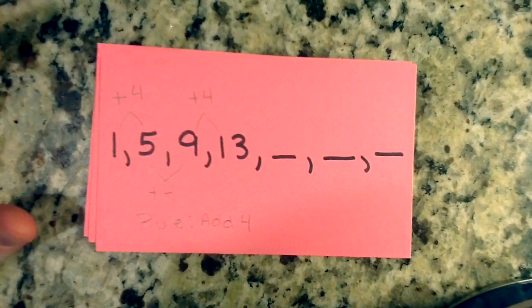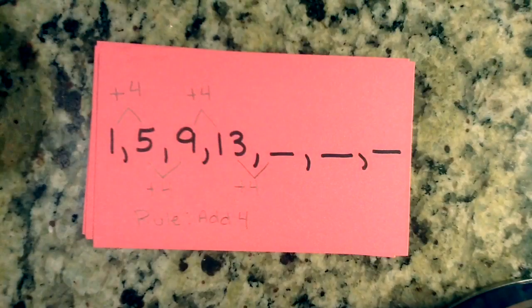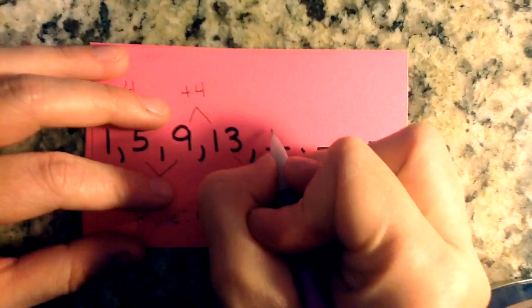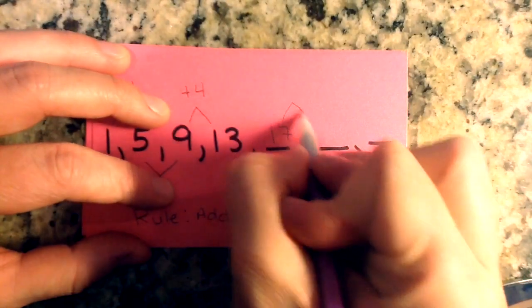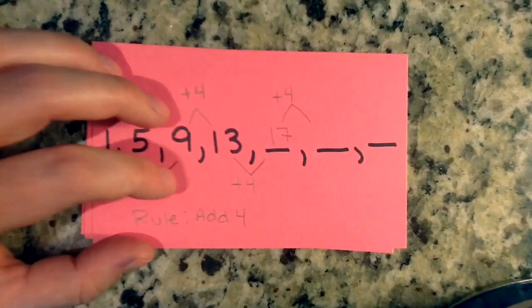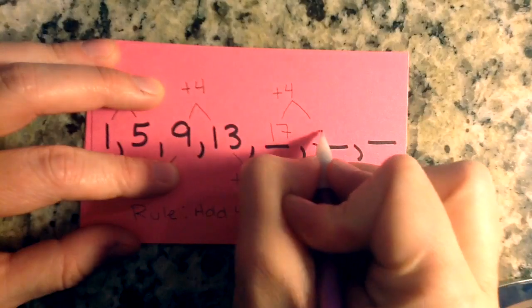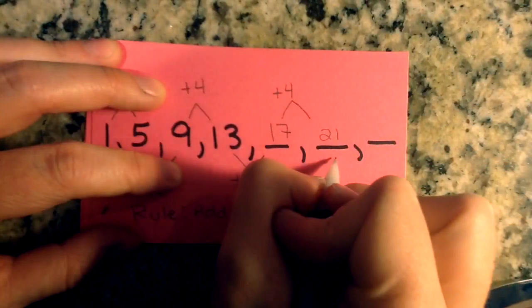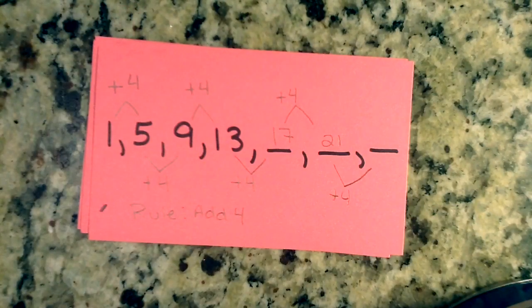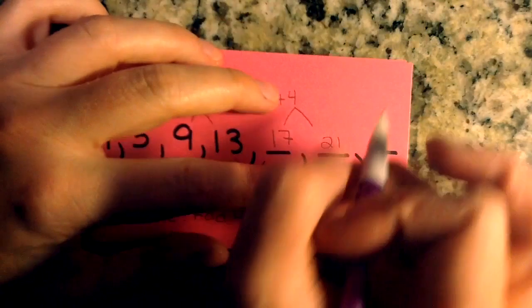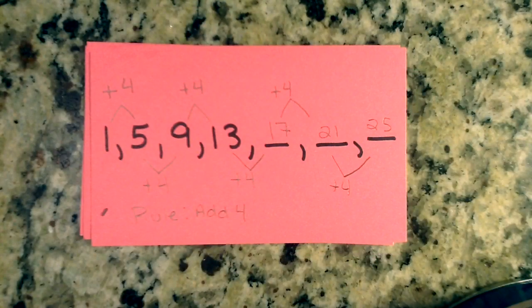So let's figure out my next 3 numbers. So 13, add 4: 14, 15, 16, 17. 17 is that number. Now I've got to add 4 again. 17, 18, 19, 20, 21. And now I'm going to add 4 to figure out my last one. 21, 22, 23, 24, 25. So my last number is 25. And there's my second pattern.